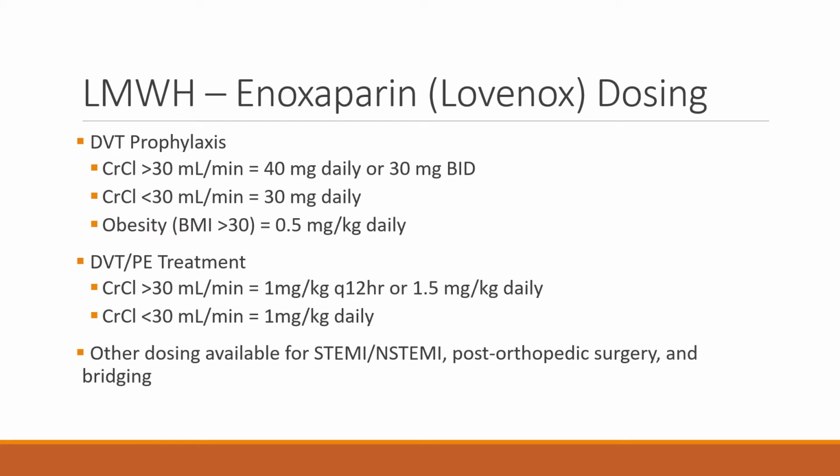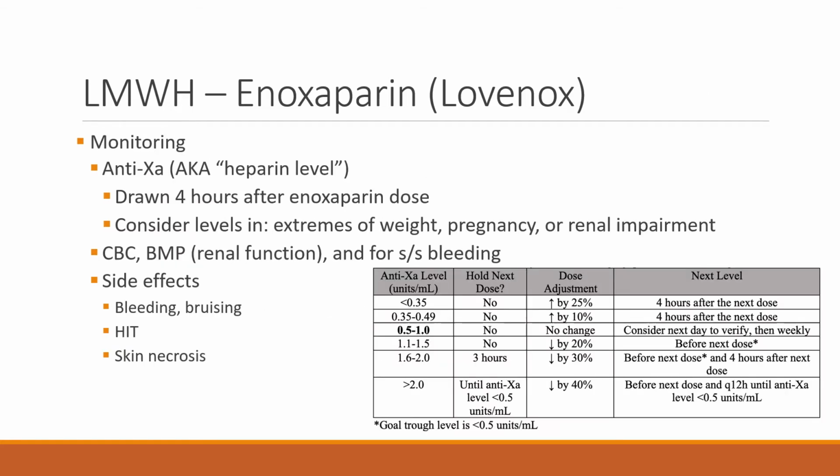Other dosing I just wanted to mention is available for ACS patients, as well as patients that are post-orthopedic surgery and for bridging specifically. Lovenox is a very common agent that we use for bridging, which we'll talk about in a little bit when you're starting somebody on Warfarin especially. And so there are other dosing regimens available for these indications, and I would encourage you to make sure that you look up those doses if you see this in your practice.